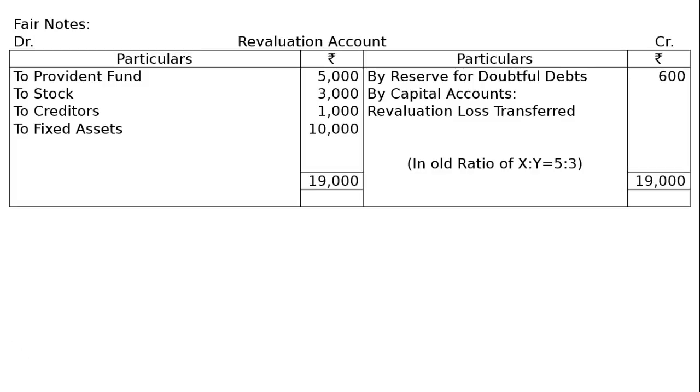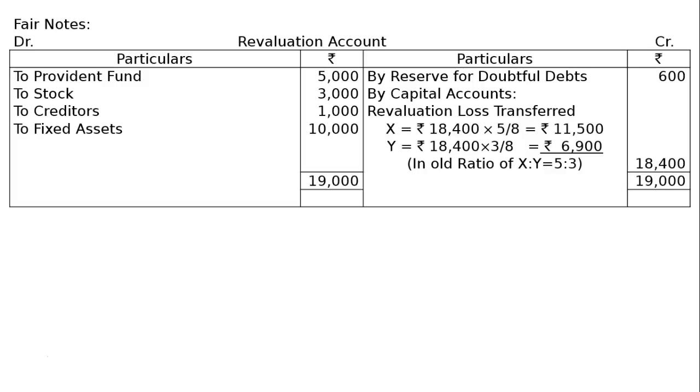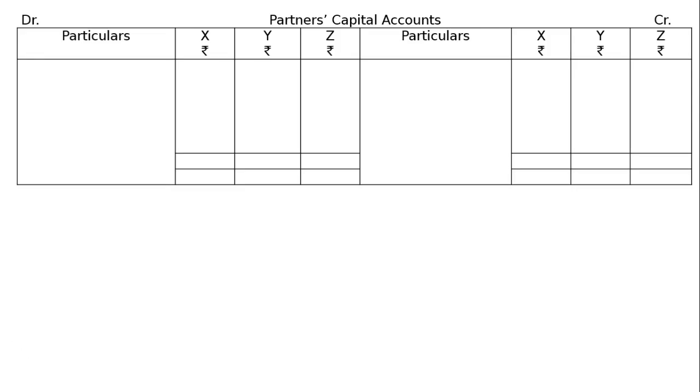This is by capital accounts, revaluation loss transferred in old ratio of X to Y, that is 5:3. And the difference is 18,400. That is, X is equal to 18,400 multiplied by 5/8, and Y by 3/8. That is equal to rupees 11,500 for X, for Y rupees 6,900. Then your capital accounts: after drawing the proper capital accounts, it is by balance brought down rupees 70,000 for X and rupees 31,000 for Y.